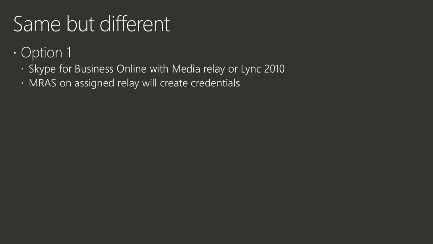So option 1 is that you have either Skype for Business online using a Media Relay, or you're using Lync 2010. Even if you are on a Transport Relay already, if you're using Lync 2010, you will always use the Media Relay because we didn't integrate all this intelligence there. That basically means the MRAS on the assigned relay will create my credentials. The example is, again, I'm homed in Europe, so my assigned media relay is the one in Dublin. The service on my behalf goes to the Dublin one and creates these credentials for me.